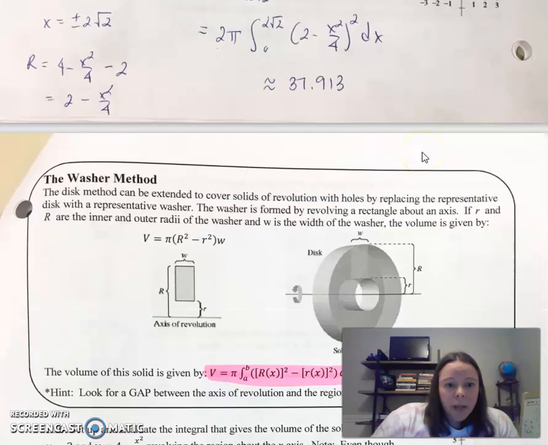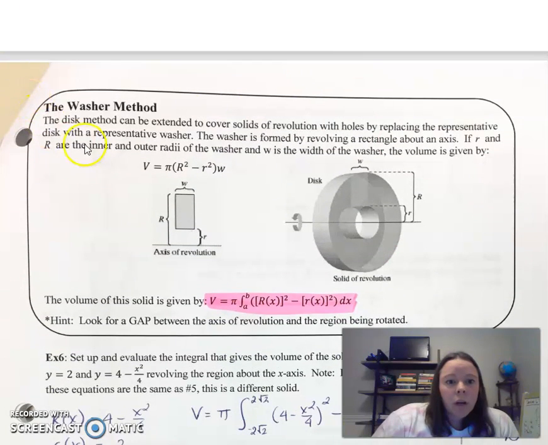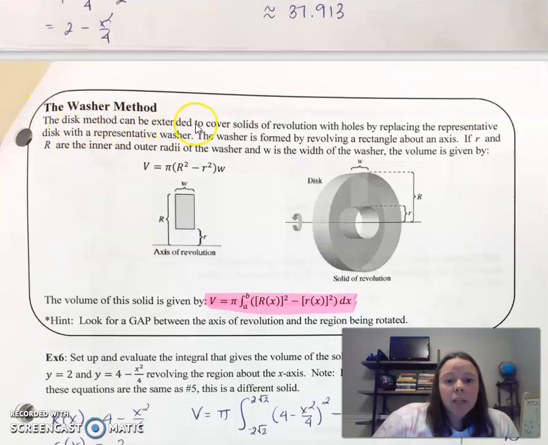Okay, so the washer method is basically the disk method extended to cover solids of revolution with holes by replacing the representative disk with a representative washer. The washer is formed by revolving a rectangle about an x-axis. If r and big R are inner and outer radii of the washer and w is the width of the washer, the volume is given by... So basically, you're going to find the volume of the outside. That's your big R. You're going to find that volume, and then you're going to subtract the part that you don't want. So that's what's happening there. Okay.